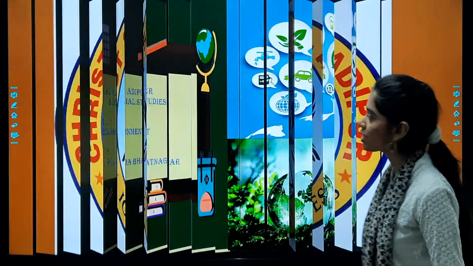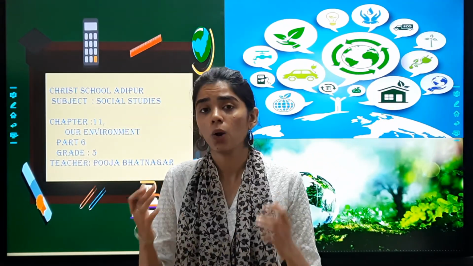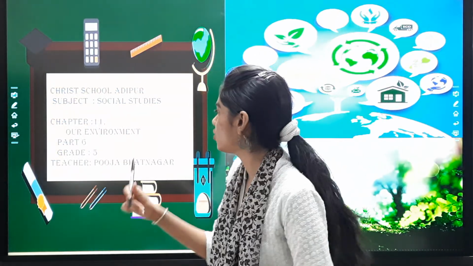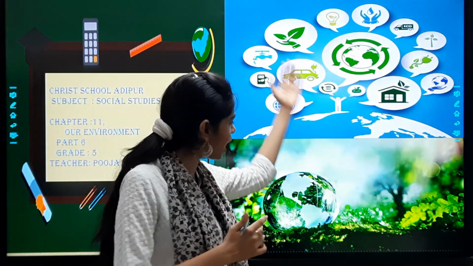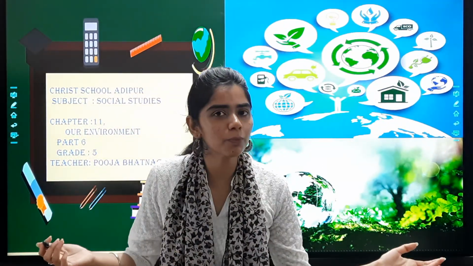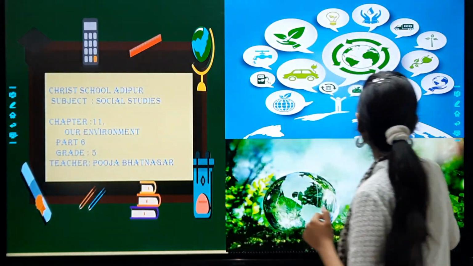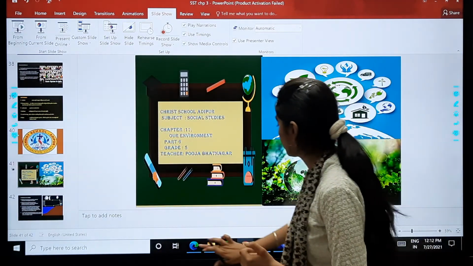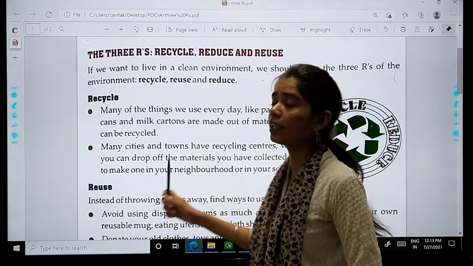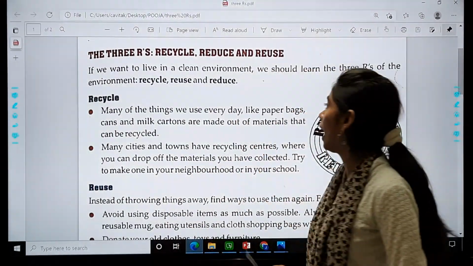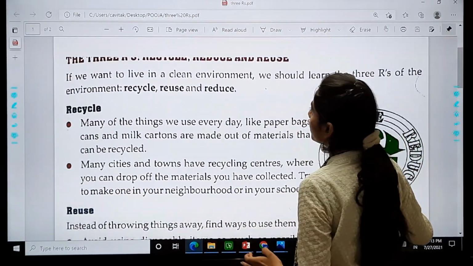So, we are back with our social studies class. And which chapter were we studying? Chapter number 11, our environment. Right? Our environment. Environment means everything surrounding us. So in that, we were studying this topic, that is the 3 R's. Recycle, reduce and reuse. These were the 3 R's that we were studying.